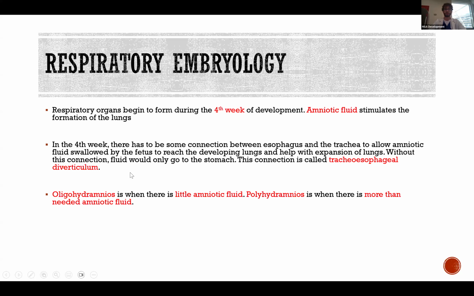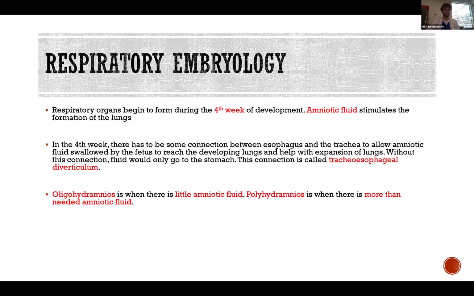Now I want you guys to get introduced to two terms we're going to use a lot. Oligohydramnios and polyhydramnios. Poly, from its name, a lot. Polyhydramnios means we have a lot of amniotic fluid. That's abnormal and we have too much. Oligohydramnios means we have little amniotic fluid, less than normal. Of course, if we don't have a lot of amniotic fluid, there will be a retardation of the lung development because we need this amniotic fluid, right?